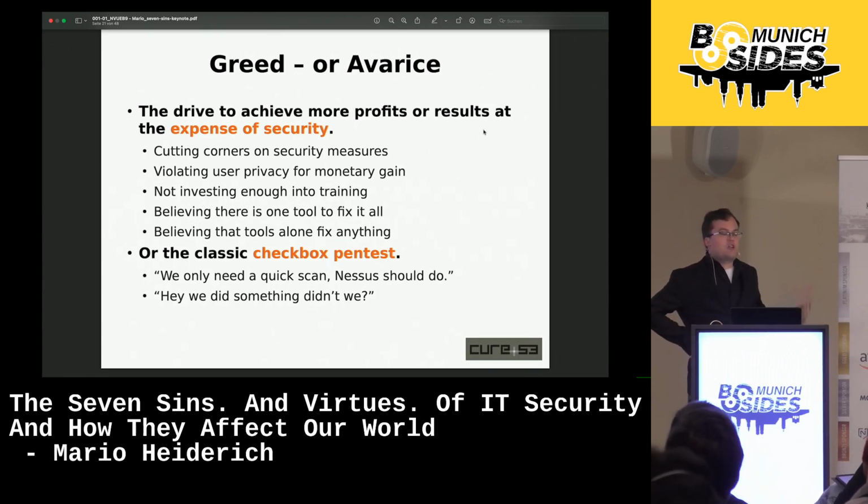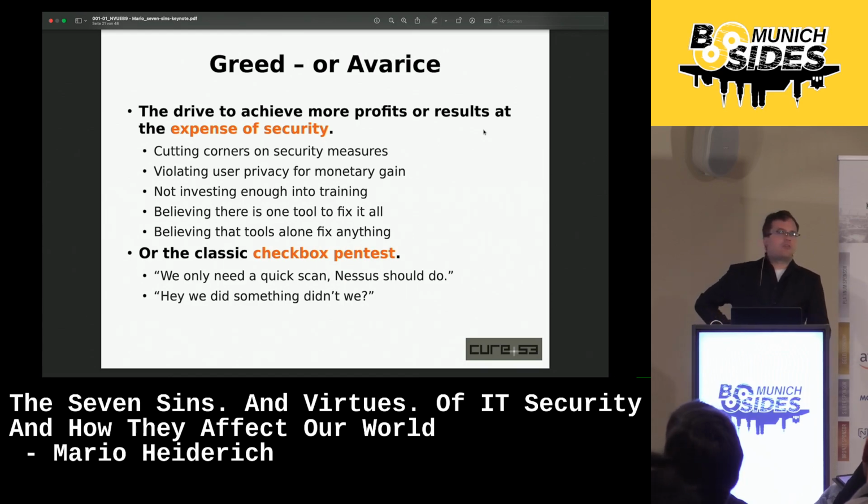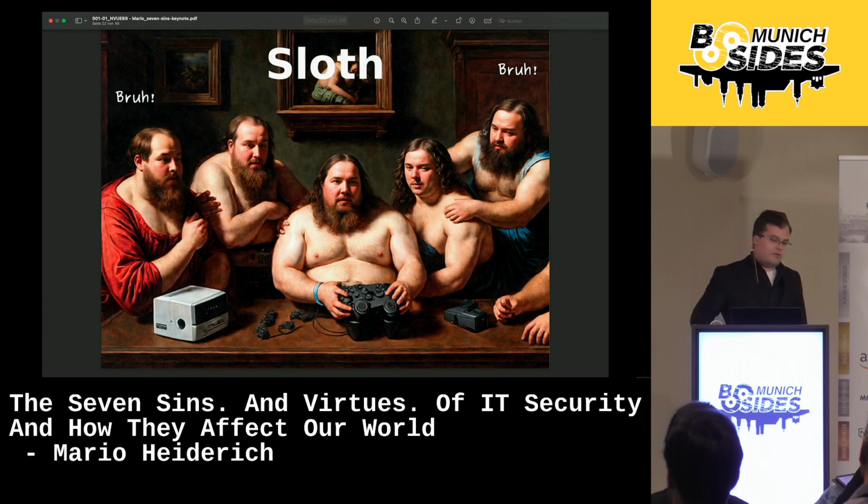Or let's talk about the classic checkbox pen test. When someone comes and says, well, we have to have a pen test because you understand the needs from compliance and so on, but it would be good if it just took one day and you could just run a scanner and export the report. It's good enough for us. We just need that rubber stamp. So again, this matches quite well. Although this is such an ancient concept, we still see it reflected with lots of repercussions today.